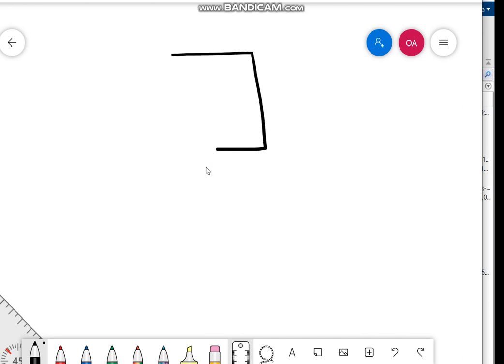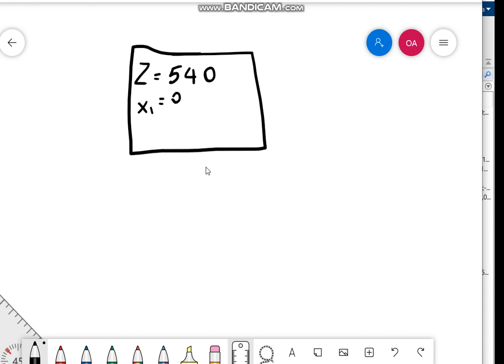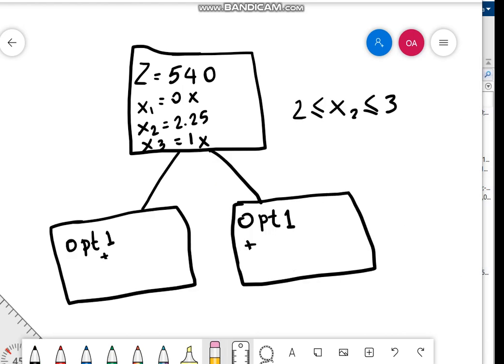So here we have the first branch. z equals 540 with x1 equals 0, x2 equals 2.25 and x3 equals 1. So we don't have a problem with x1 or x3, but we still have a problem with x2. So here is our starting point for solving the branch and bound problem.